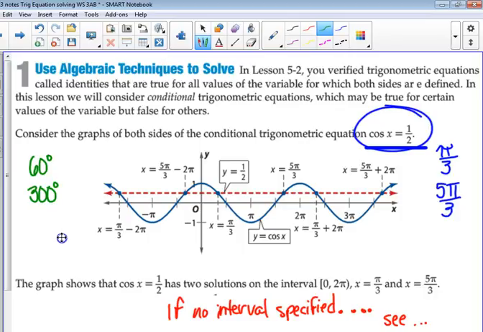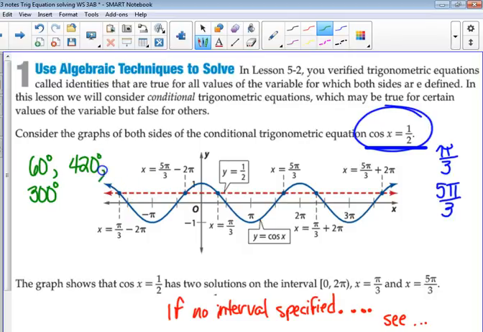Coterminal means you do what? Add or subtract 360 if you're in degrees or 2 pi if you're in radians. Now, remember, if I add 360 to this, I get 420. If I type the cosine of 420 in my calculator in degree mode, am I going to get 1/2? Try it. Put your calculator in degrees, type cosine of 420.